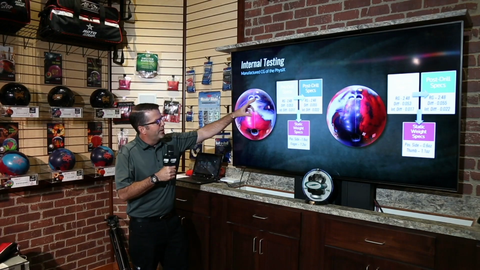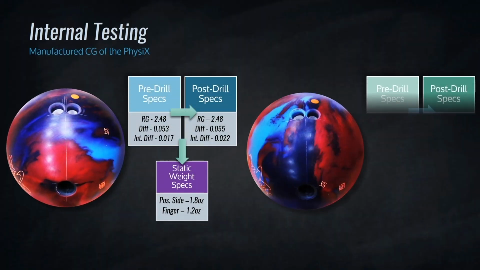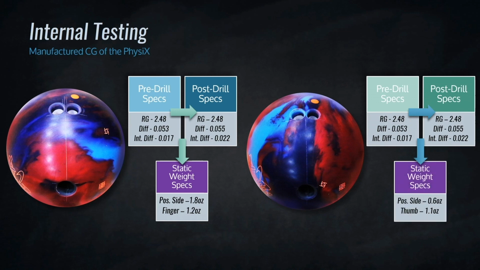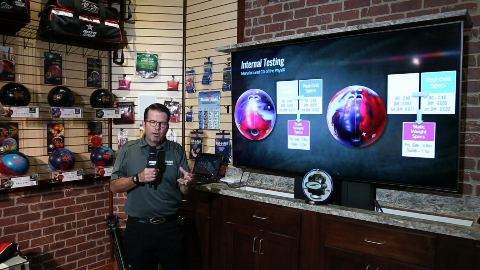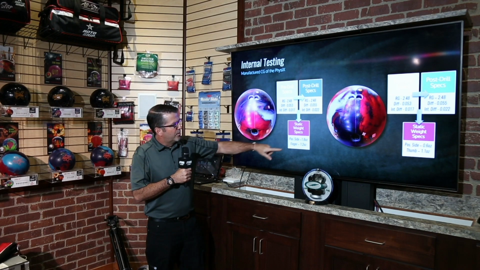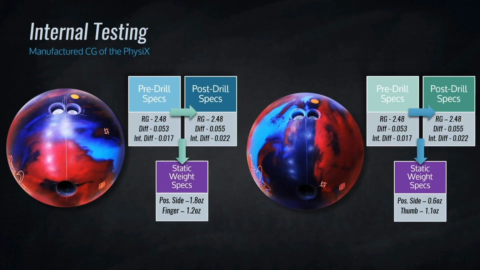So we have pre and post drill specs, 248.053.17. We know that's the standard spec. After drilling, we add a little bit of differential to it. The intermediate goes up a little bit because anytime we get the hole closer to the PSA, we make the weight block a little bit narrower. We increase the intermediates. But if we look at the static weights in the ball, positive side, 1.8 ounces of static side weight. Finger weight, 1.2 ounces of finger weight.